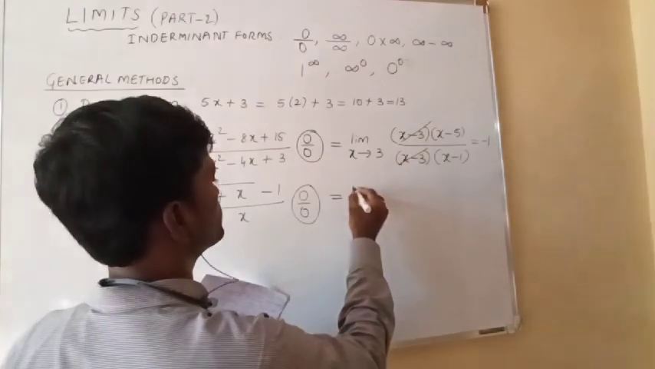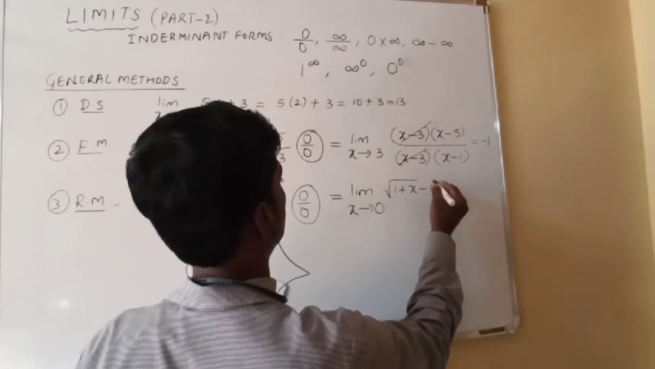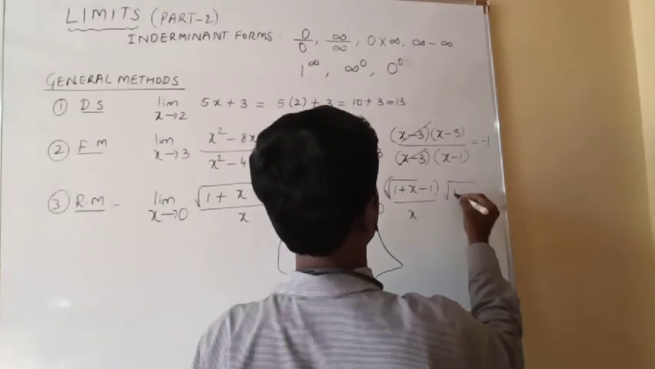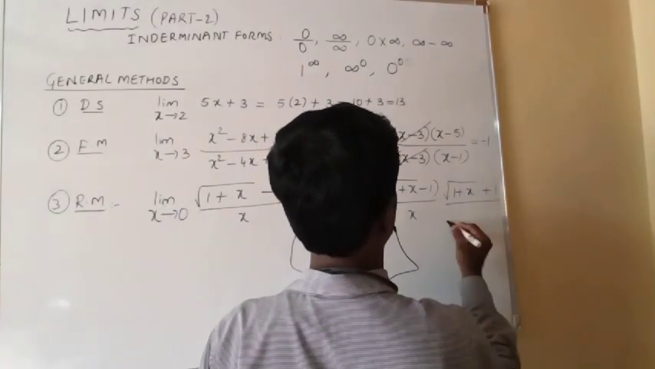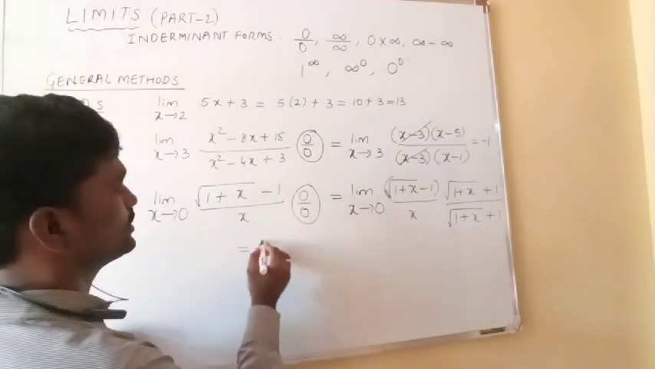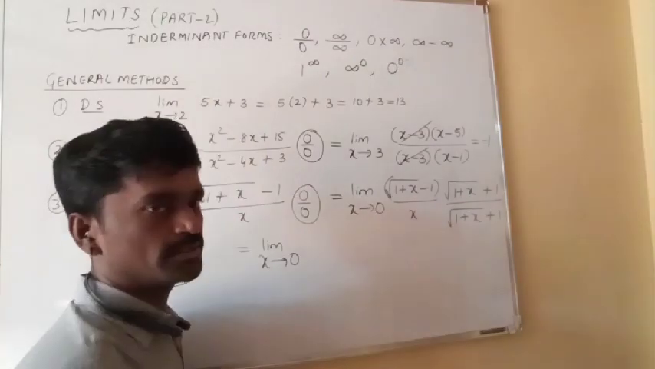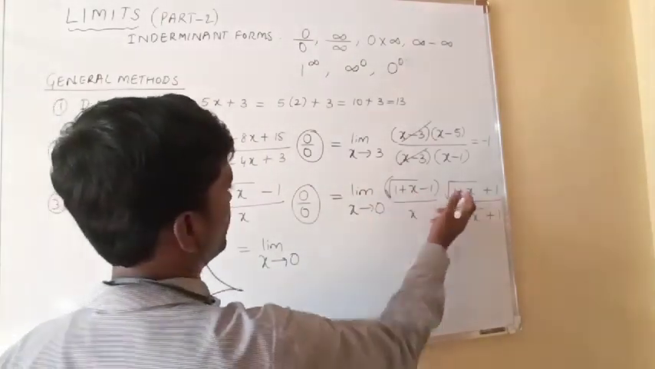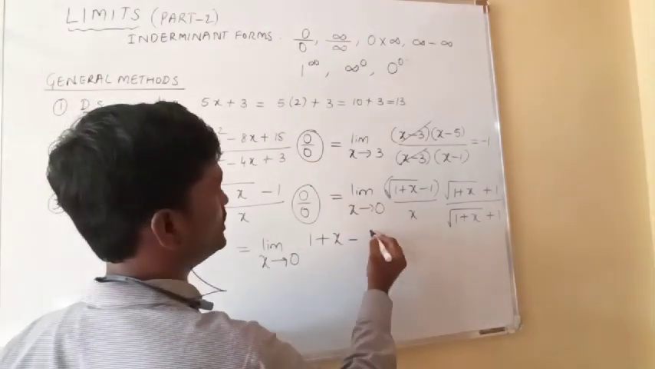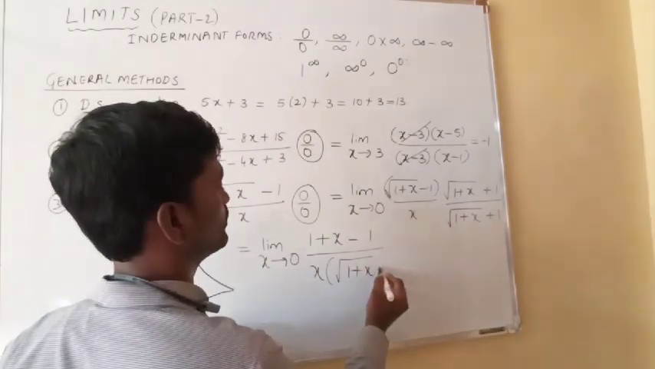So here I am rationalizing the numerator. Root of 1 plus x minus 1 divided by x. So what is the rationalization factor? Root of 1 plus x plus 1 by root of 1 plus x plus 1. So multiply numerators. Numerator is in the form of a minus b into a plus b, which is a square minus b square. So a square is what? Root 1 plus x whole square, which is 1 plus x. Minus b square, 1 square is 1. So x into root 1 plus x plus 1.